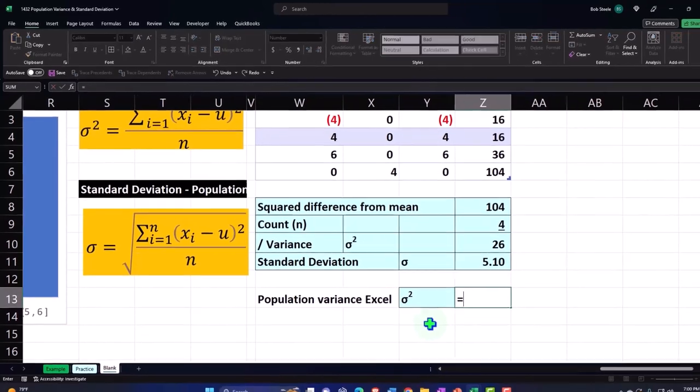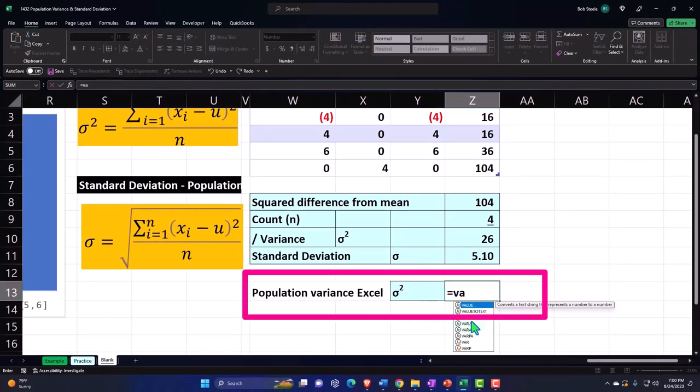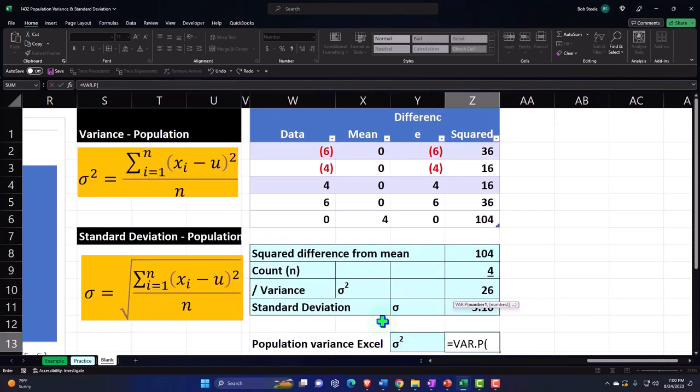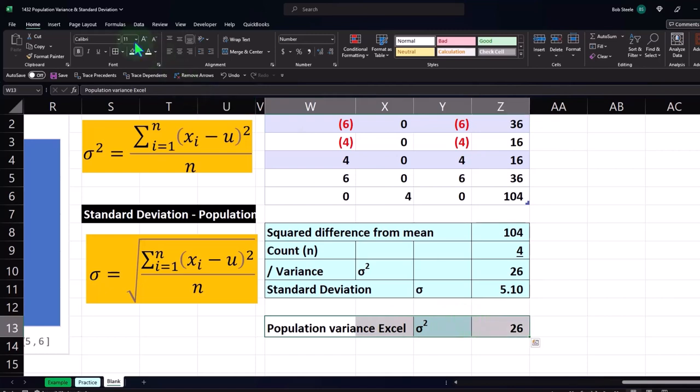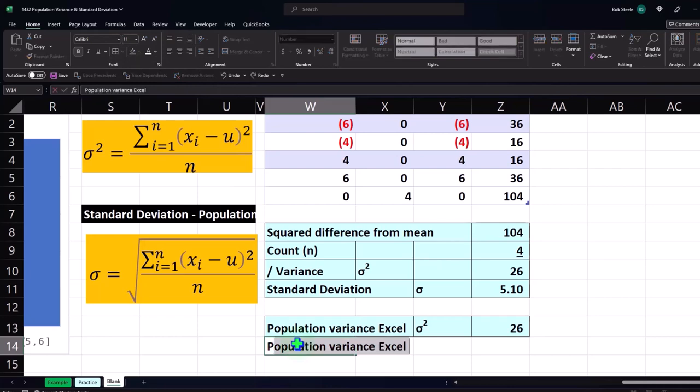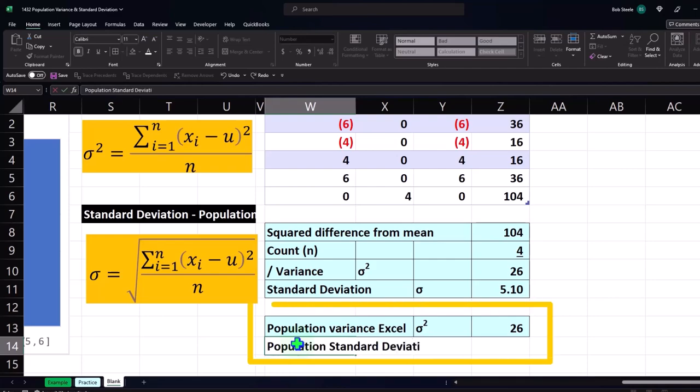So the formatting is there with it as well. And I could say this is going to be equal to the VA. And we're looking for these two here, VAR.P, VAR.S. We're looking at the population right now, and we'll look at the sample in a second and more in a future presentation. So if I select my data, then we get the 26, right? Same as this 26 up top. And let's go ahead and make this bracket in blue.